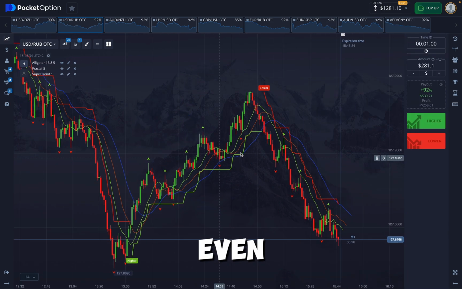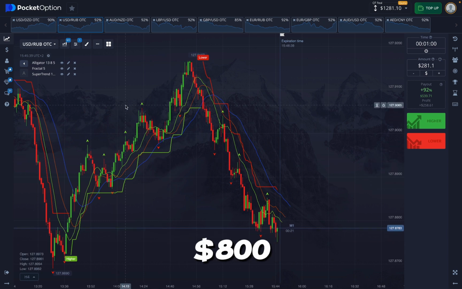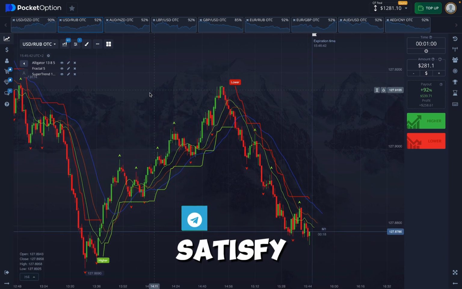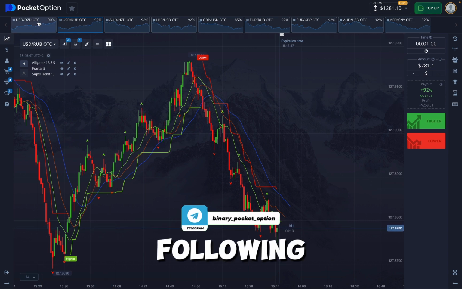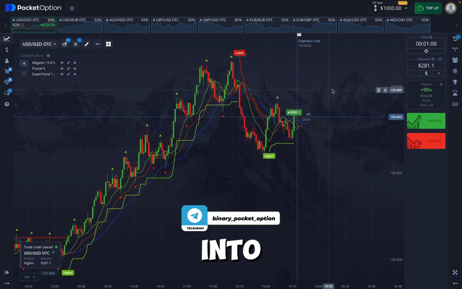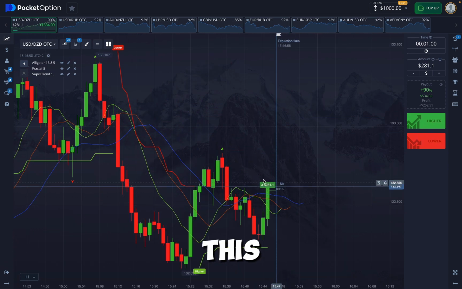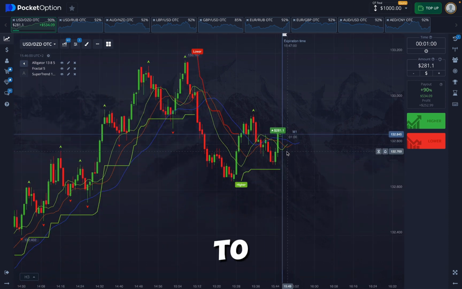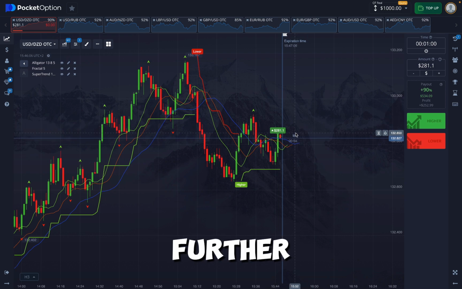In general, even if the trade closes in the negative, a profit in the amount of $800 will more than satisfy me for today's trading process. So let's continue and pick up the following currency pair. And the entry into the deal did not take long to wait, despite such a strong impulse on this candle. I still risked to open a deal on the rise. I think there is a potential for further exit up.